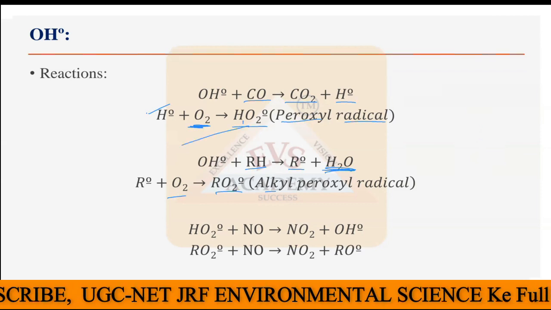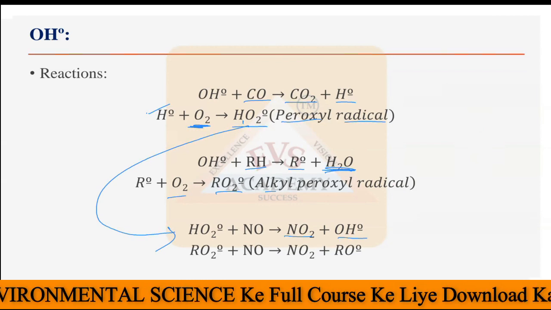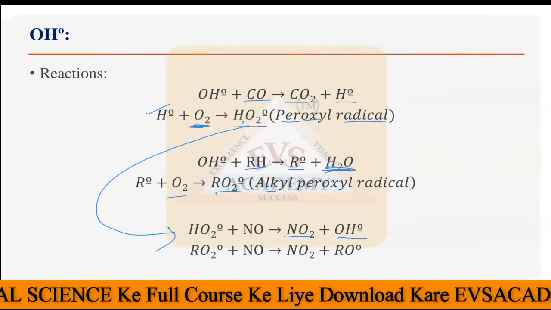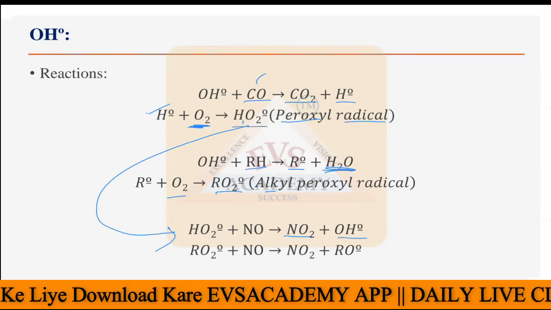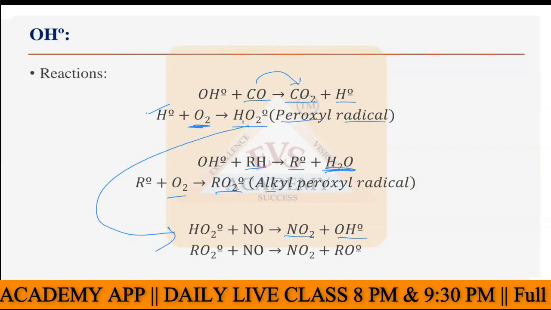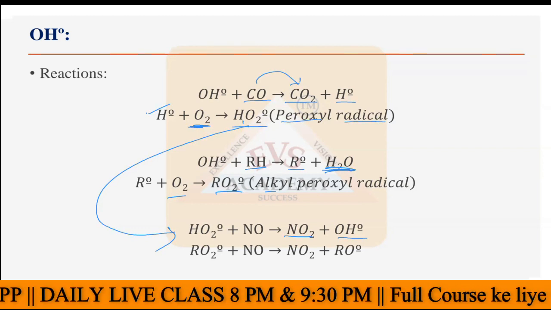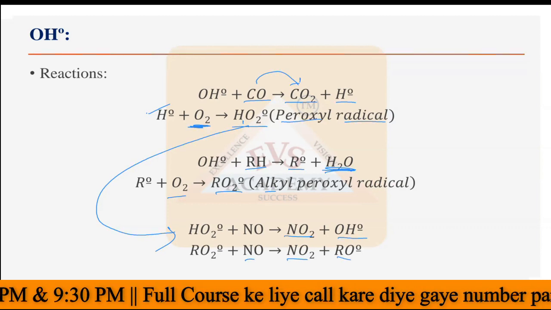This HO2 radical will react with the NO in the atmosphere. It will create NO2, and again OH radical is free now. So here you can see the carbon monoxide which was present in the atmosphere converted into carbon dioxide, and the OH radical is again back to the atmosphere. Similarly, the RO2 radical will react with the NO. It will create NO2, and RO radical.